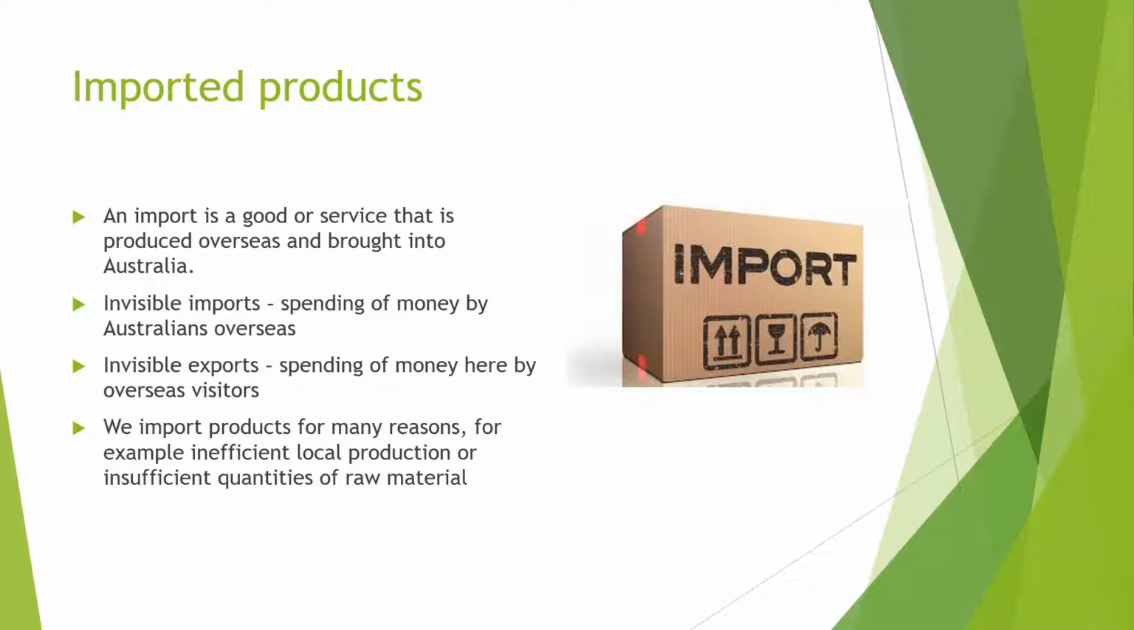Similarly, when overseas tourists come to Australia and spend their money, this has the same impact on our economy as exporting goods and services. So in this case, money from overseas consumers is coming into Australia and being paid to Australian businesses, just as if those businesses had sent their products overseas. Economists sometimes refer to the spending of money by Australians overseas as invisible imports, while the spending of money here by overseas visitors is referred to as invisible exports.